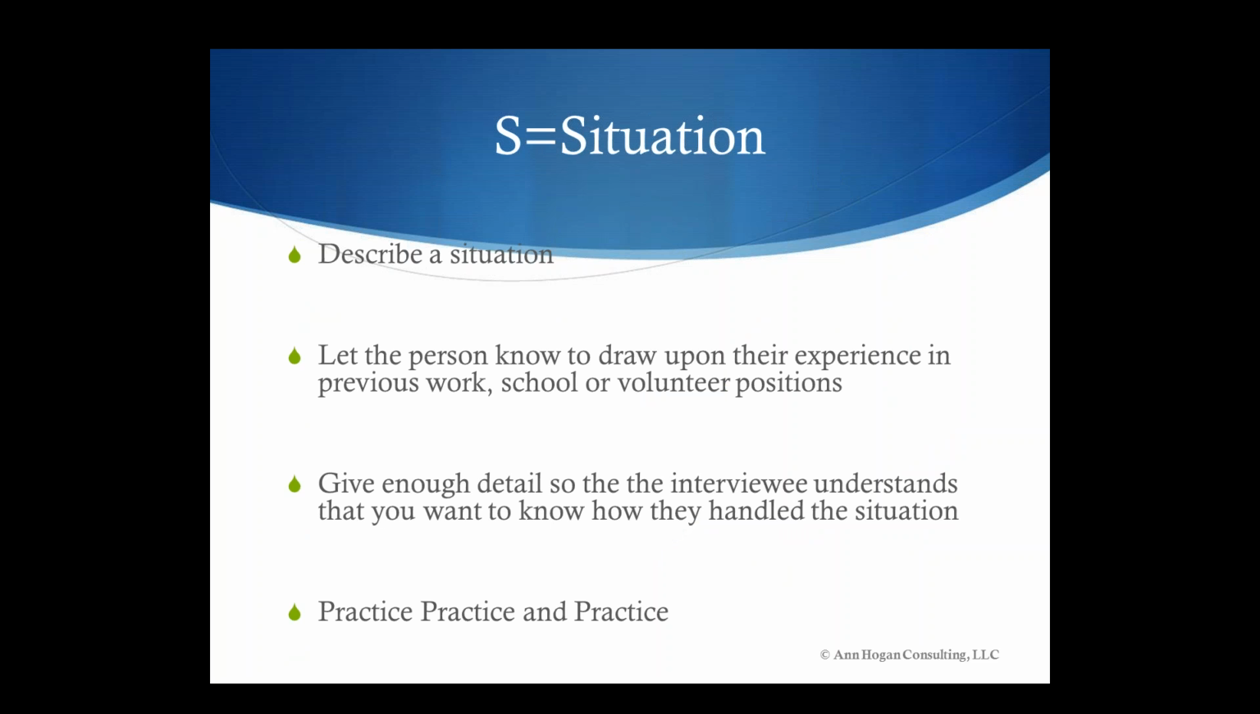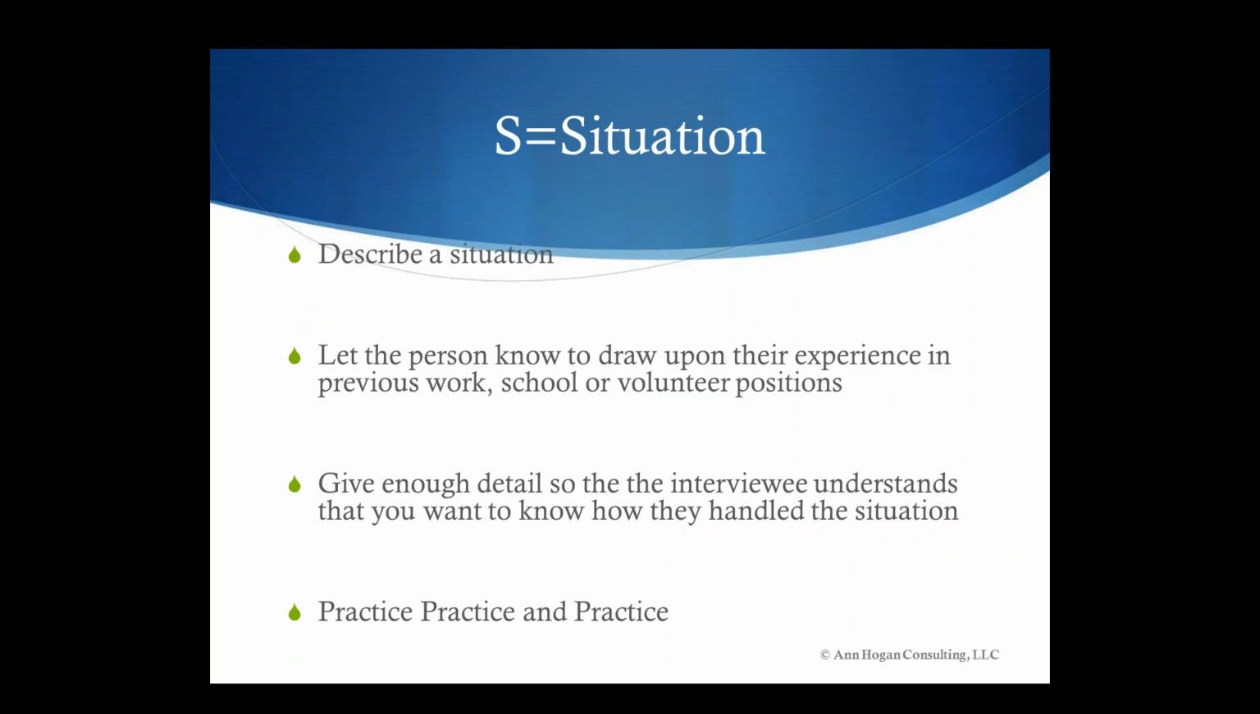For the situation, you're going to describe a situation and let the person know to draw upon their experiences. This can be a tough one, especially if you get someone who has not had a lot of work experience. You may need to help guide them, that they can look at their previous work experience, what happened in school, or any volunteer positions. Sometimes they just can't think that quickly on their feet as far as what previous experience they've had, and sometimes you have to coach them a little bit.